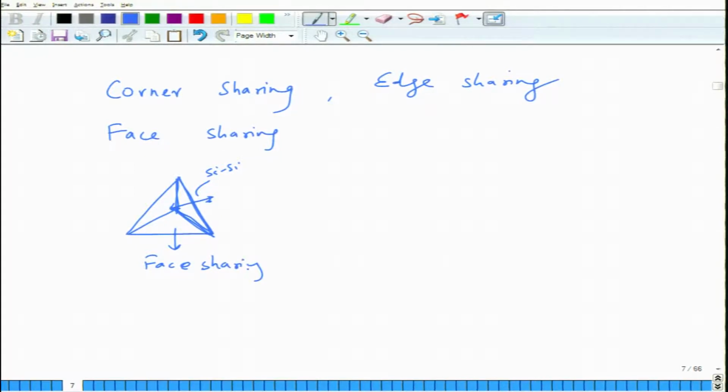So, if I draw it like this, how is it going to turn out? It will be something like that. You have a tetrahedron coming from the side sharing the face. This is going to be R_Si-Si, as compared to what you will have with edge sharing. If you have edge sharing, this is your silicon atom, and these are your oxygen atoms.